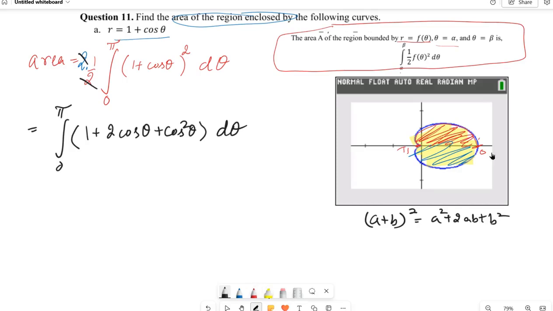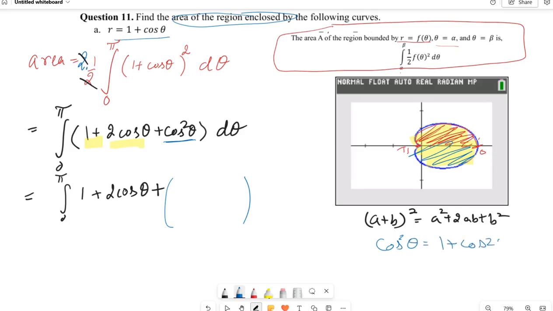Now here it's easy to integrate 1. It's easy to integrate 2 cosine theta. But for cosine square theta, we need to do some manipulation. So let's leave 1 as is and 2 cosine theta as is. But cosine square theta can be replaced by, if you guys remember the formula, 1 plus cosine 2 theta by 2. That's from trigonometry, with respect to theta.